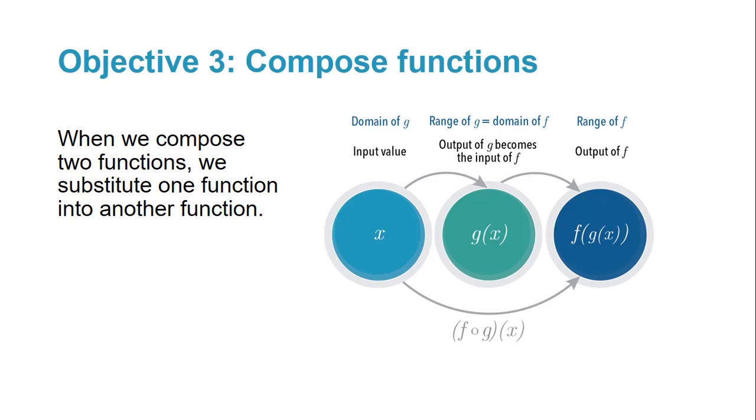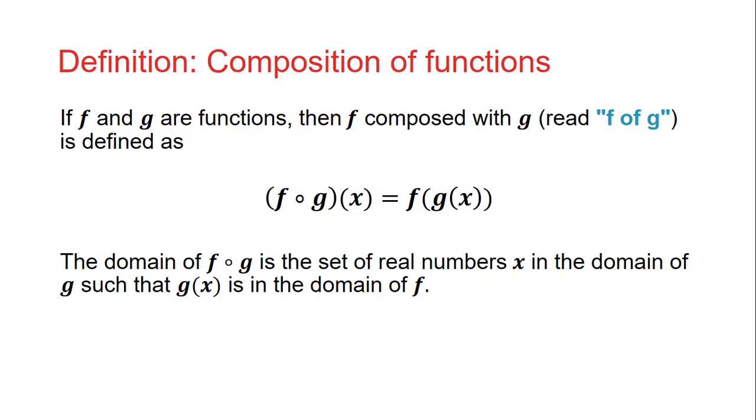Let me define it in more explicit terms. So to define the composition of functions, if f and g are functions, then f composed with g, which we read as f of g, is defined as f of g of x is equal to f and then in parentheses g of x. So that is, we are evaluating the function f at this other function g of x. So the input is now a function g of x, and that's being input into this other function f.